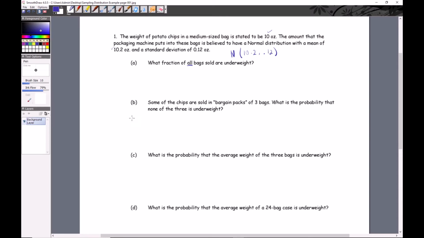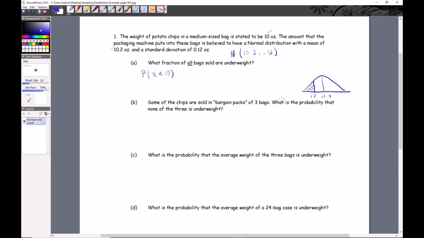All right, that's just a standard normal calculation because you're looking at all bags singly. Anything below the stated 10 ounces would be underweight. So we're looking at the probability that X is less than 10. I didn't put an X bar because we're not in a sampling distribution. So if you're so inclined, we can draw this out for our reader, and we can center this at 10.2, and we're looking at anything at 10 or less.